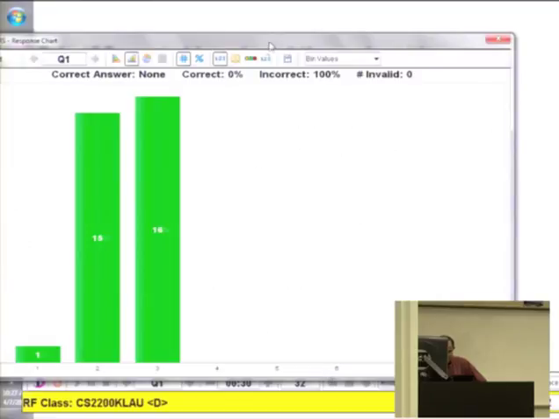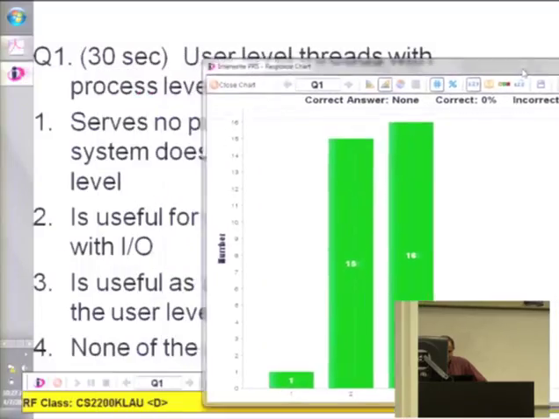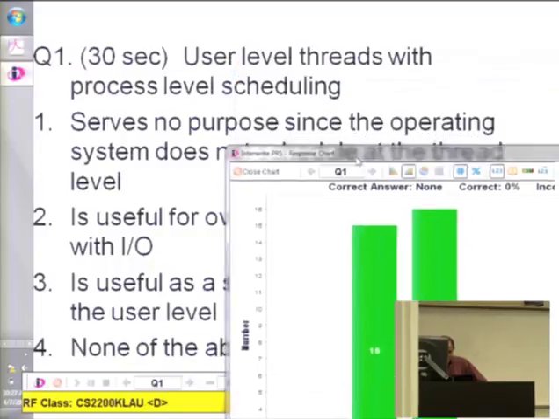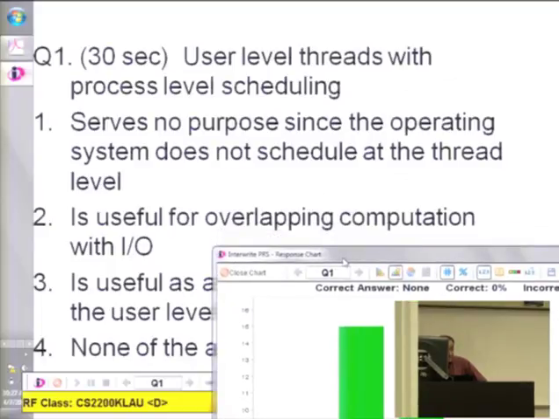All right, so I see there are two answers that are close right here. Let's talk about this. When you have user level threads, but the operating system only does process level scheduling, what that means is that the operating system doesn't know the existence of threads in your process. So it is scheduling a process, and you can have multiple threads. Obviously, it's not one. Serves no purpose since the operating system there. But is it useful for overlapping computation with I/O? Is it useful for that?